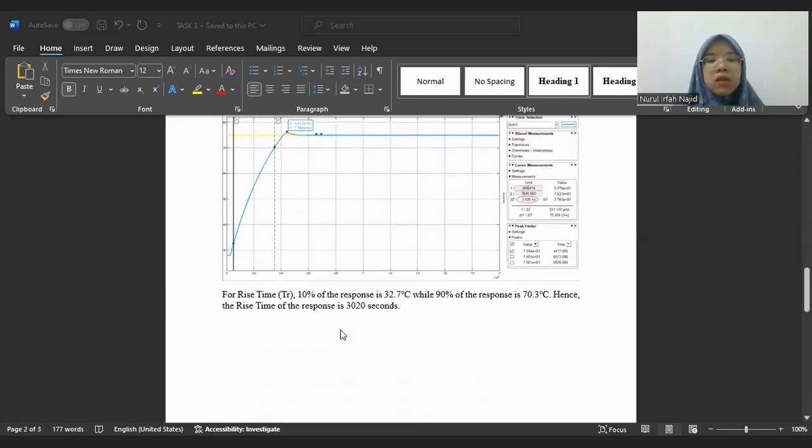Next, for the rise time, we need to get the 10% response, which is 32.7. For the 90%, we get the response is 70.3. So we get the rise time, which we need to get the response in seconds, which is 3,020 seconds.